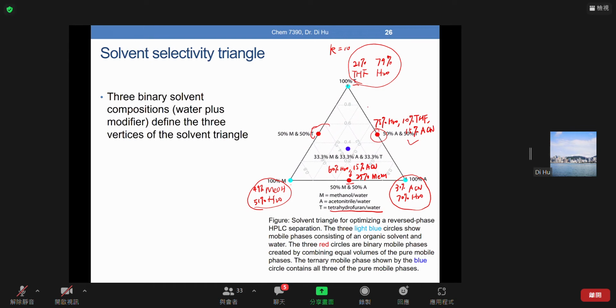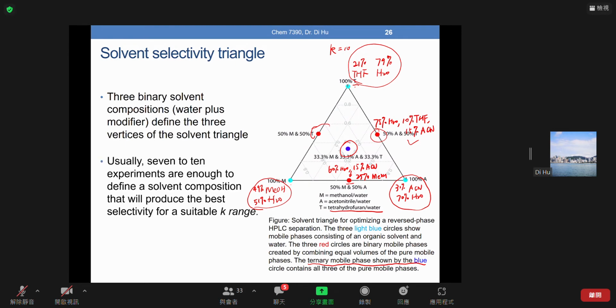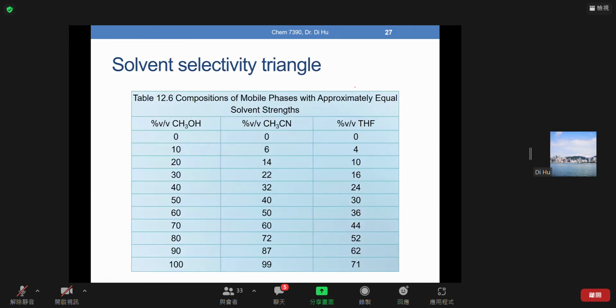So now you achieve it. If even the red dot doesn't work, you can try a ternary mobile phase, this navy blue one. That means it contains 33.3% of each mixture, the N mixture, the T mixture, and the A mixture. Usually 7 to 10 experiments are enough to define the solvent composition that can produce the best selectivity for a suitable K value. Okay, you can see here is what we get.